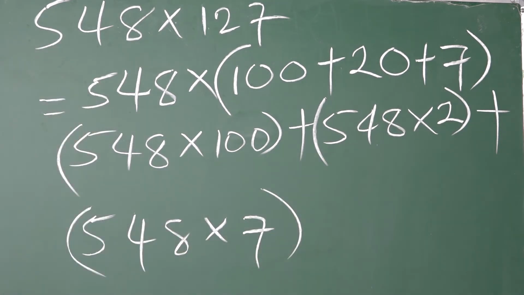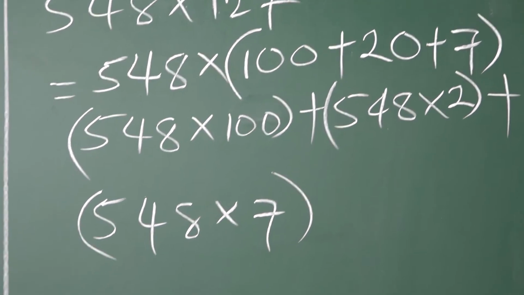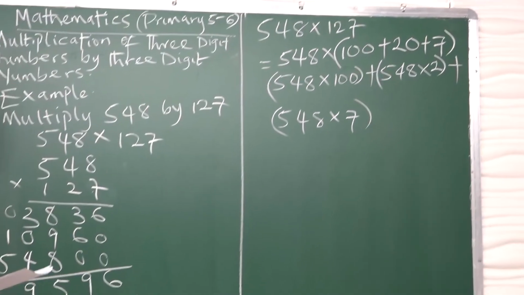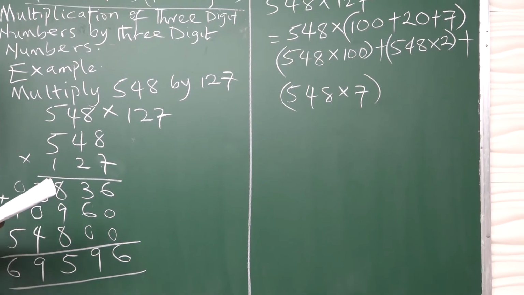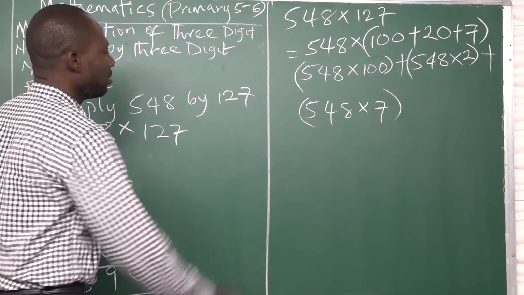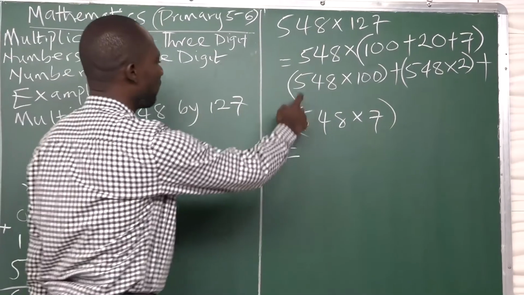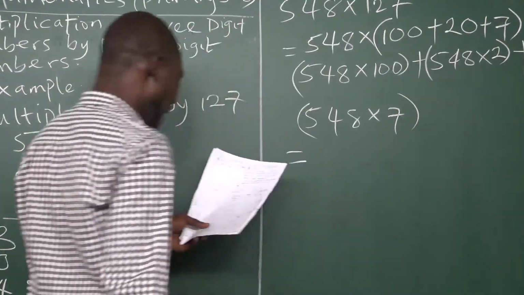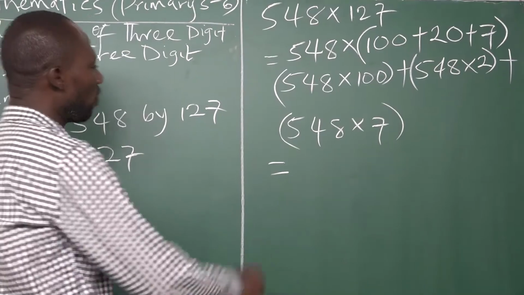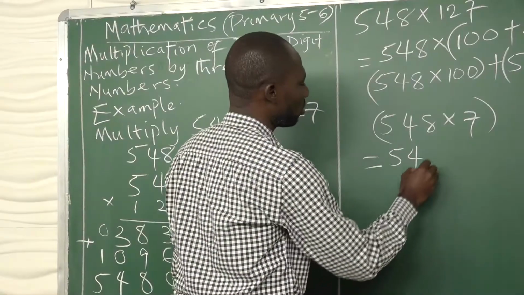So when we are able to open these brackets and then do the appropriate multiplication, we discover that we will now have to sum the numbers together and see if it gives us the answer we had here. The last answer we had here using the first method was 69,596. So we move on, and then this will now give us 548 multiplied by 100. That will give us 54,800.